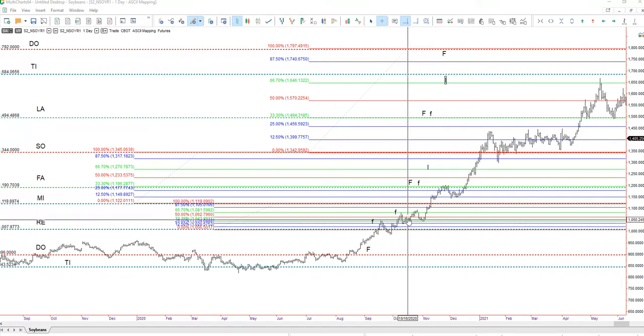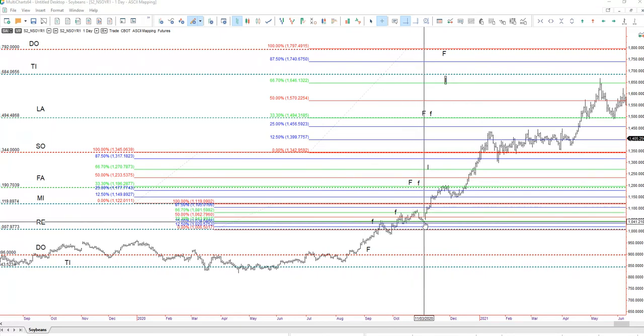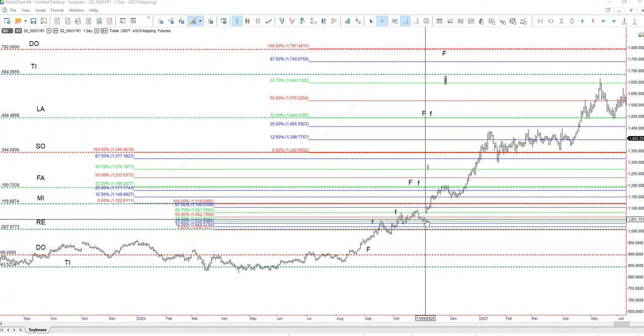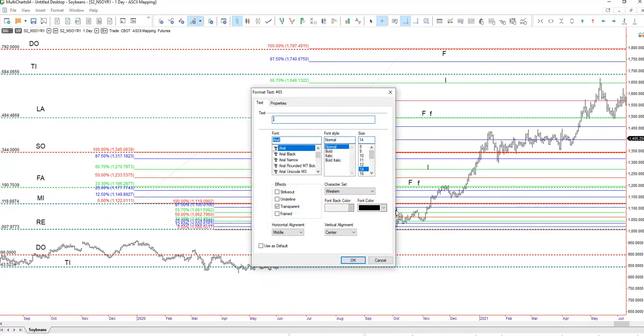So what happened? We went up, we broke the fa tone, got rejected between the la and the ti tone of the minor octave. You'll see that that'll happen quite a bit. So that comes back down to the fa level here. I'm going to change this to an L because it's at the la level.